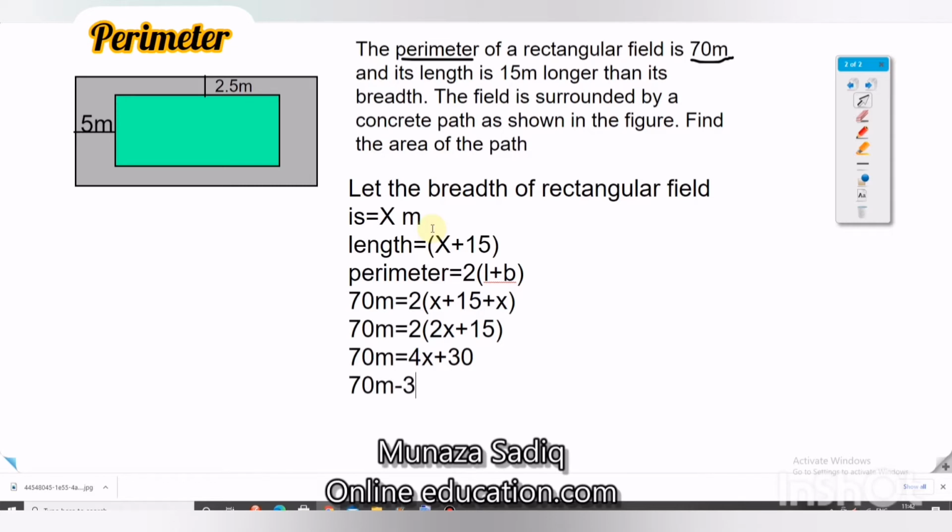Rearrange this equation. 70 meter minus 30 meter is equal to 4x, and therefore x is equal to 10. This x, breadth, is 10 and length is 10 plus 15, 25 meter.